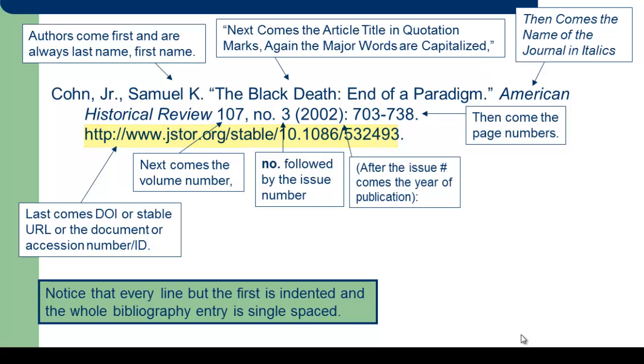Just like in the book bibliography, you'll notice we have periods in between our different parts. So after my author is a period, after my title is a period, after the page numbers comes a period, and at the very end also comes a period.